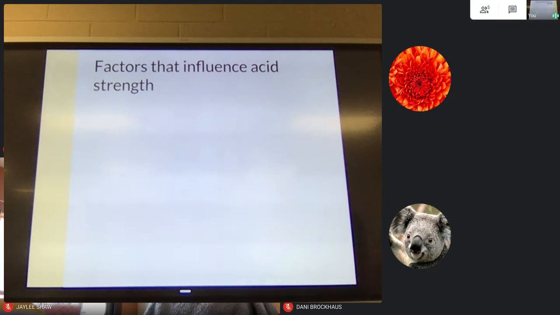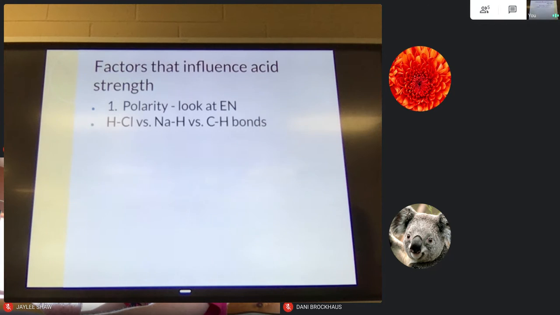Okay. So there's three factors that influence acid strength, and a lot of the time, being a strong acid versus a weak acid is a combination of these three things. It depends on what type of acid you are. The first thing is to look at the polarity of the things that are attached to the hydrogen. When you look at polarity, you're going to look at electronegativity. That's what EN stands for. Electronegativity is how well things hog electrons.